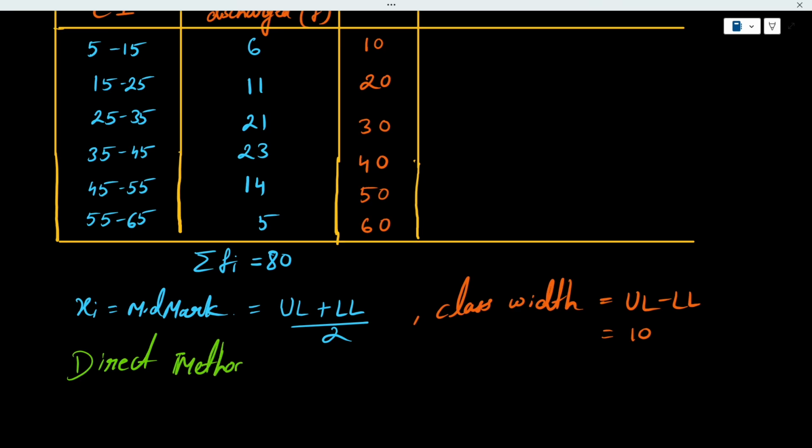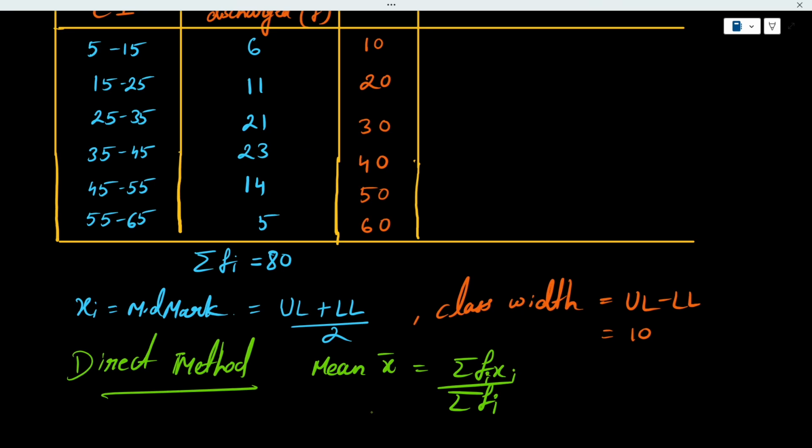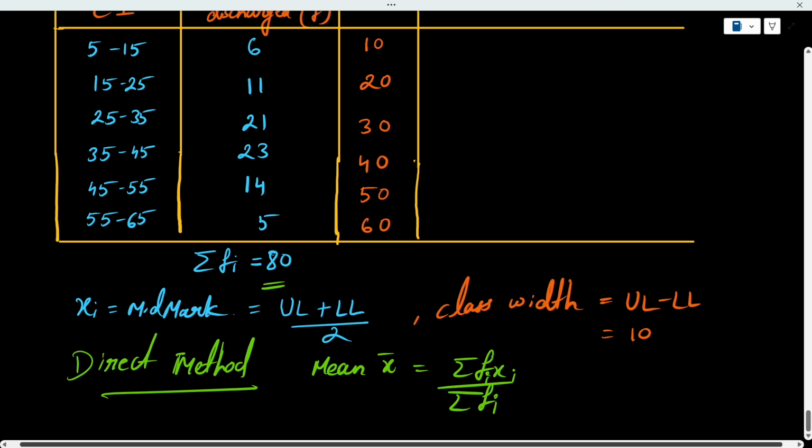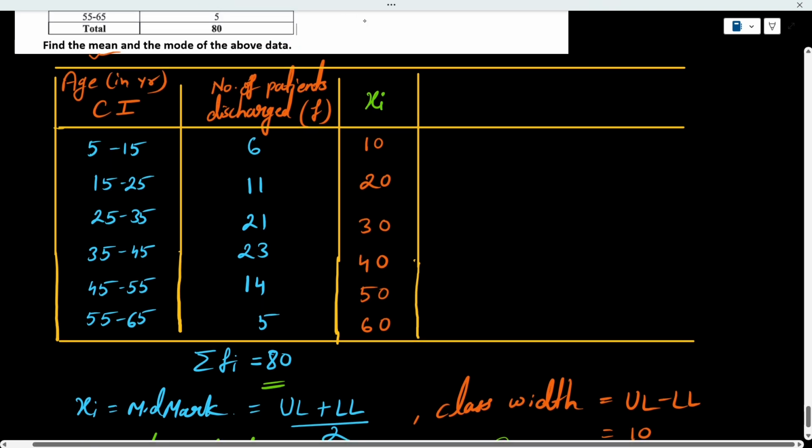The direct method formula to calculate the mean, which is x bar, is sigma of fx by sigma of f, or sigma of fi xi. You can take it here as fi xi also, right? You have learned it as fi xi, so this is your mean. So how much are we getting for sigma fi? We already have 80. What do I need here? fi xi. That means I should have one more column, which is fi xi.